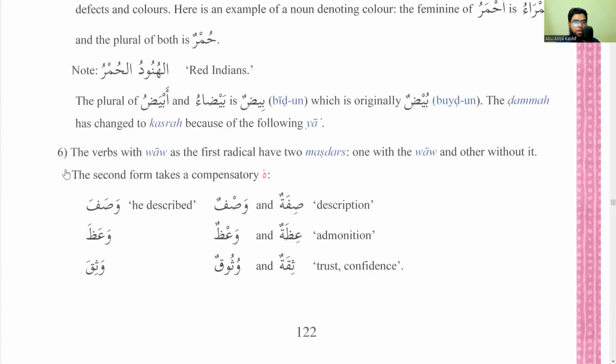Okay. Next point, the verbs with waw as the first radical have 2 masdars. This should have been in book 2, but he didn't want to burden us that time. The misal wabi will have 2 masdars, mostly. Like wa'ada, one will be with a waw, wa'adun, one with a waw and one without the waw.